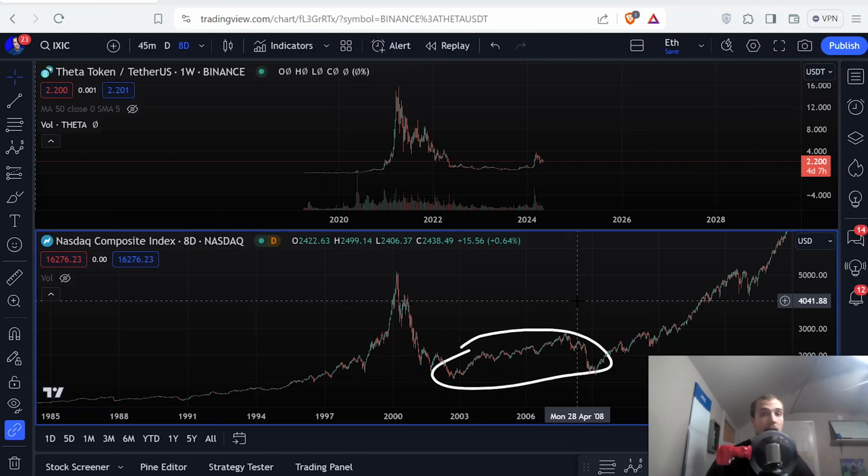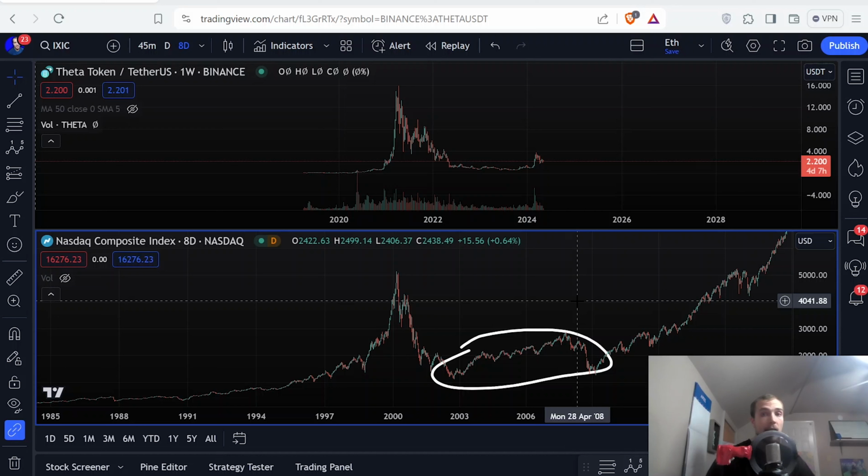You can see what happened to the stock market after the internet bubble pop. That's because the internet didn't go anywhere. The technology changed people's lives forever. And the same is true here with crypto. You can see Theta on the top and the NASDAQ on the bottom, and just how similar this human emotion is, right? So people are like, okay, crypto bubble popped, whatever.